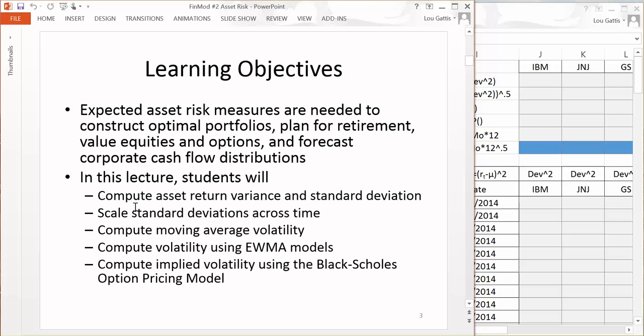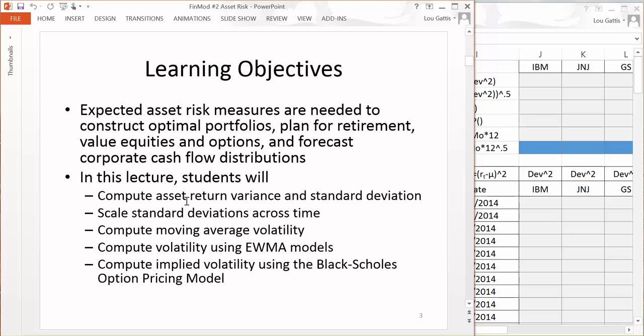In this topic, we are going to estimate standard deviations for a number of assets. These standard deviations are important in finance because we use them to construct optimal portfolios that use risk-return optimization. We need standard deviations for things like planning for retirement. We need to know the volatility of our assets to know the probability that we'll have enough money. To value equities and options and forecast cash flows, we'll often need standard deviations.